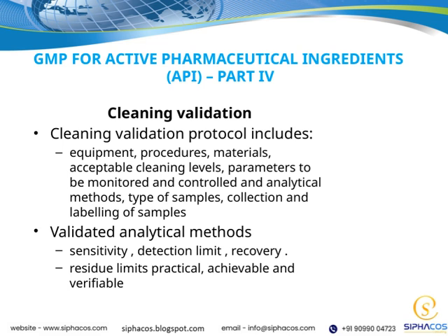Moving on, validated analytical methods are fundamental for accurate testing. These methods must have sufficient sensitivity to detect even tiny residues, a low detection limit, and good recovery rates to ensure the results are reliable. Residue limits should be practical, meaning they are realistic to achieve in routine operations, yet stringent enough to guarantee safety and compliance. Lastly, all of these elements come together under the GMP guidelines for active pharmaceutical ingredients, or APIs, particularly in Part IV, which emphasizes the importance of robust cleaning validation in maintaining high-quality standards across manufacturing processes.